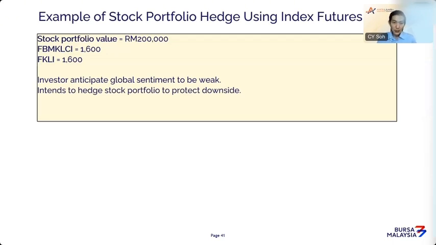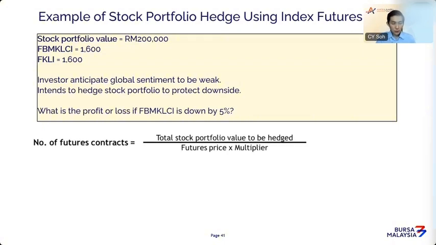So how you can do that is that number one thing is that you need to be able to calculate how many contracts you need to hedge. And later on, I will be showing you what the profit and loss is when it actually happens. So again, you follow this formula, very simple.